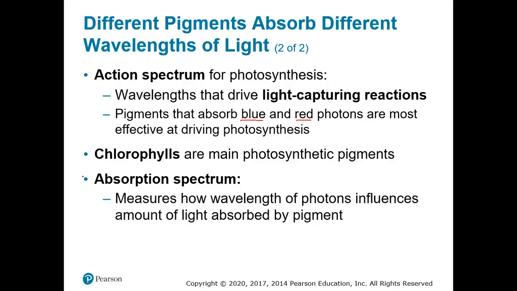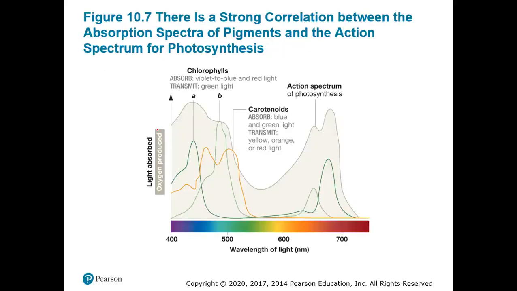And we can measure which pigments are better at these reactions by comparing our action spectrum to what's called an absorption spectrum. This measures how the wavelength of photons influences the amount of light absorbed by a pigment. What that is saying is, for a specific wavelength, how good is it at being absorbed by a specific pigment? So this graph here is showing you exactly how the action spectrum and absorption spectrum are linked, how there is a strong correlation.